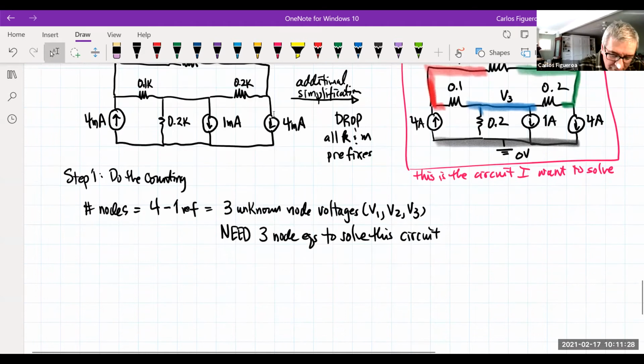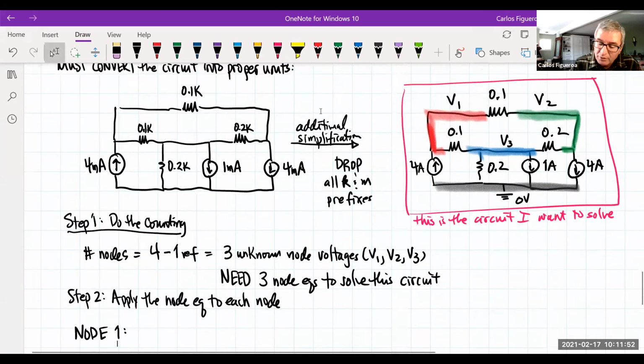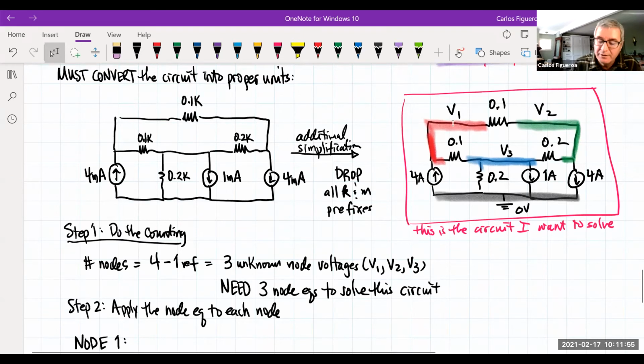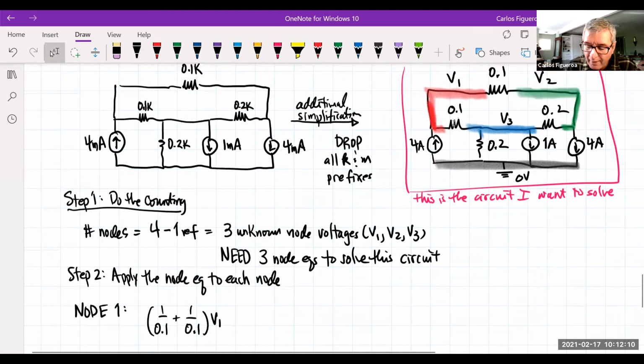So here I go, step 2. Now I'm going to apply the node equation to each node. So I'm going to start off with node 1. Let's focus on node 1. Look at that. How many resistors are connected to the red node? I have 1, 2. So here I go. So I got 0.1, 0.1. That's how many resistors are connected to node 1.